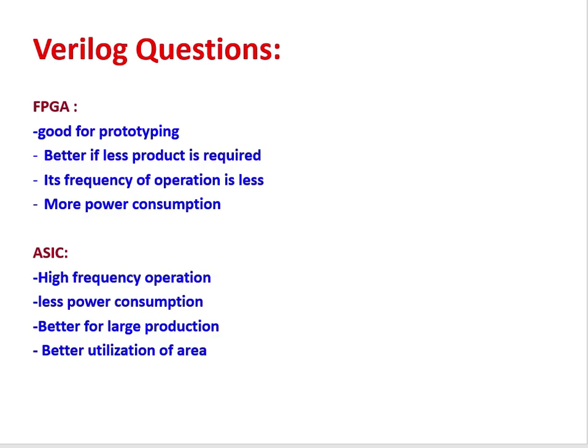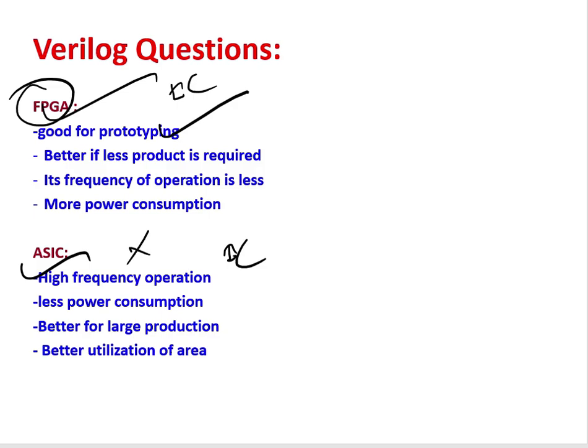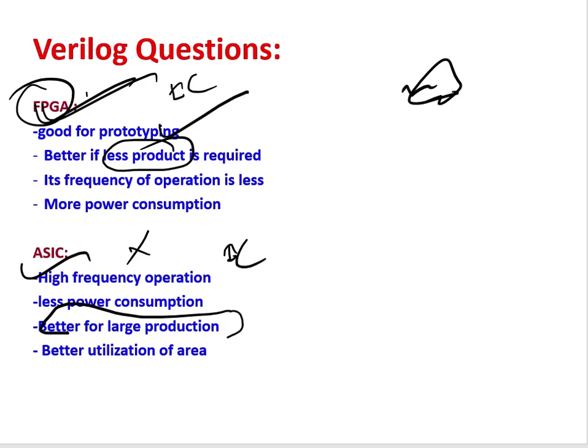The next one is the difference between FPGA and ASIC. See, both are ICs. Okay, the first difference is FPGA is used for prototyping, but ASIC is not used for prototyping. The second one is production volume: if you want to design a product for a smaller number of units, then FPGA is preferred. If you want more products, or you want large production, then you go with ASIC.